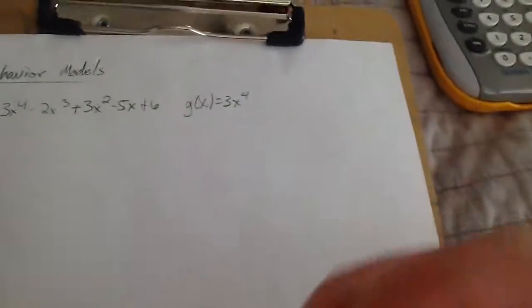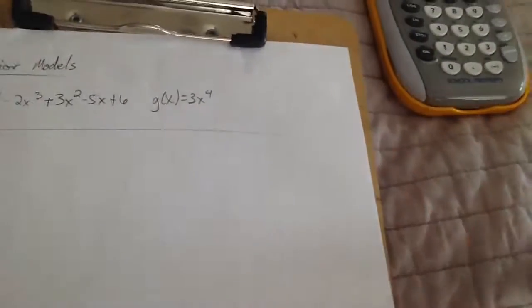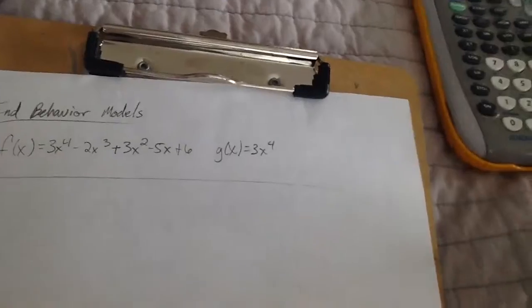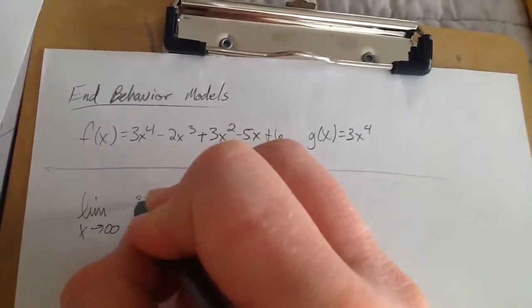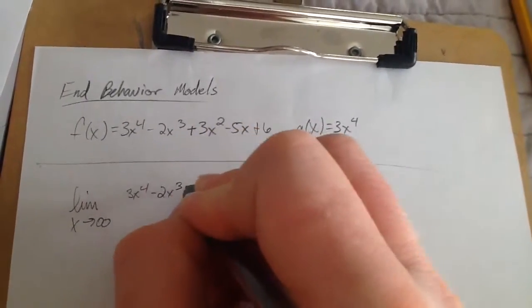What that allows us to easily do is find limits as x approaches infinity. So, that's what an end behavior model means. This will make more sense when I do some examples. Like the example they do here in the book, it says find the limit as x approaches infinity of this whole long thing.